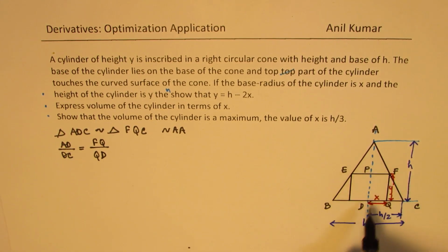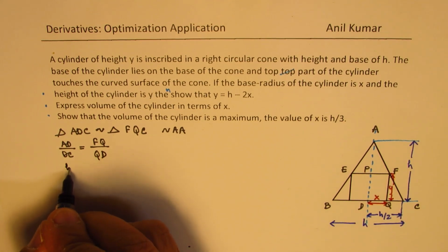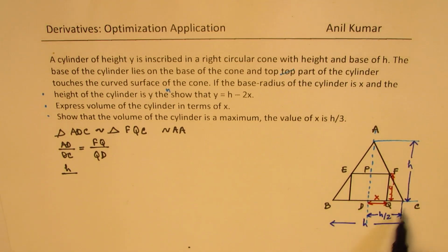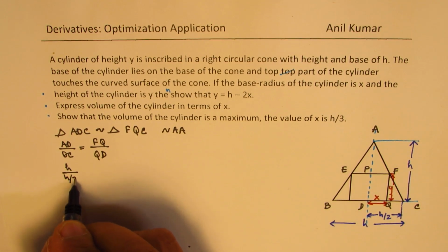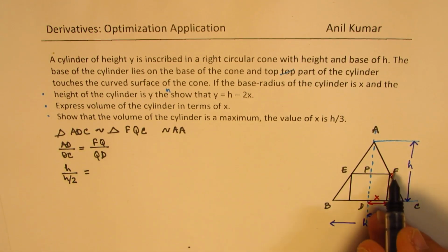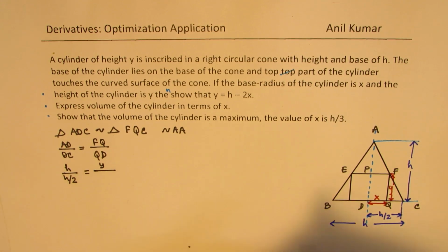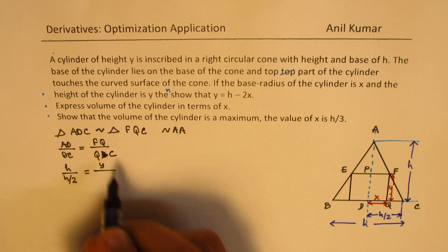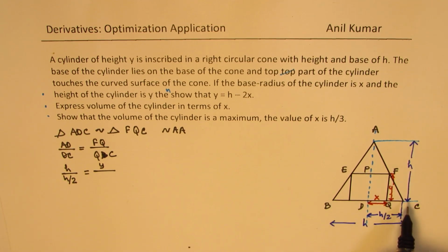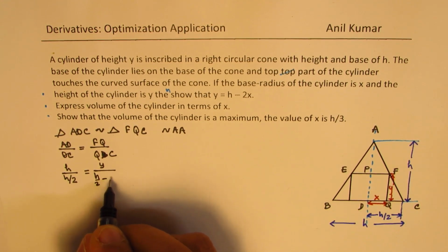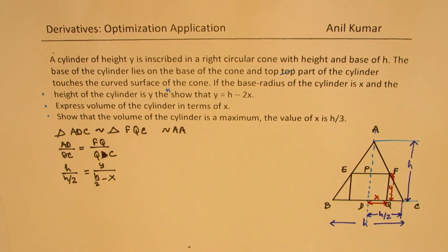Now AD is given to us as the height of the cone. D to C is half the height of the cone, h by 2. F to Q is given to us as y, and Q to C, I should have written C, sorry. Q to C is h by 2 minus x. So QC is this dimension, which is h by 2 minus x.